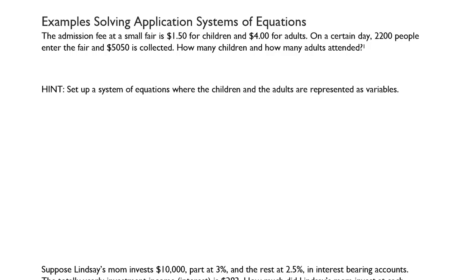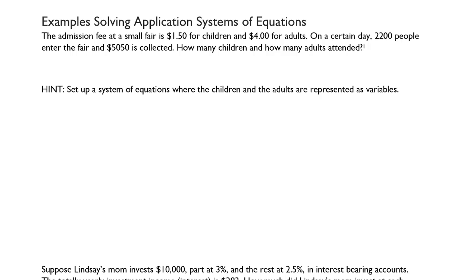So this first example says the admission fee at a small fair is $1.50 for children and $4 for adults. On a certain day, 2,200 people entered the fair and $5,050 is collected. How many children and how many adults attended?